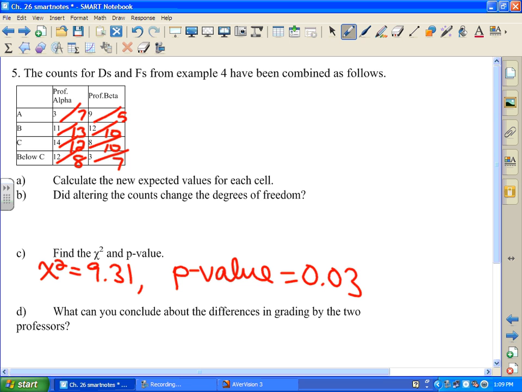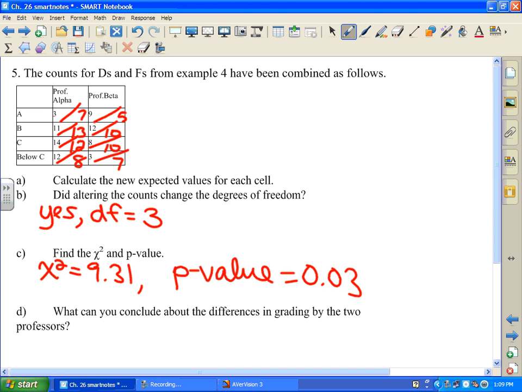So are now all the expected values greater than 5? So our conditions are met. Did this change the degrees of freedom? Yeah, what's the degrees of freedom now? 3, right? We have one less row, so one less degree of freedom. Now we're done. What can we conclude? What's our conclusion?